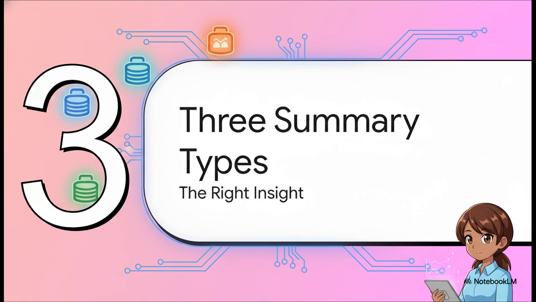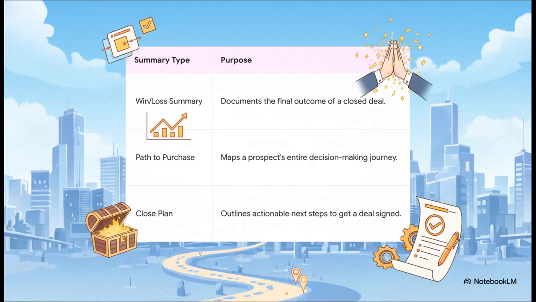What I think is really cool about this tool is how focused it is. This isn't some general-purpose AI that tries to do everything. Nope. It's built specifically for 3 essential types of sales summaries. This means you get the right insight at exactly the right time. So let's break these 3 down real quick. First, you've got the win/loss summary. This is for capturing the final outcome, so your team can actually learn from every single deal. Then there's the path to purchase, which maps out the client's entire journey, super useful for replicating your successes. And finally, the close plan. This creates a strategic roadmap to help you win the deals that are still on the table.